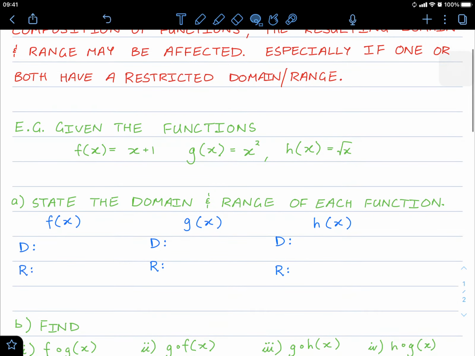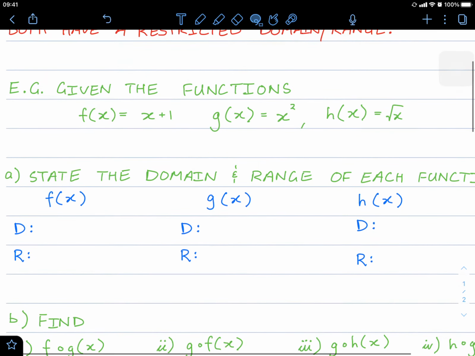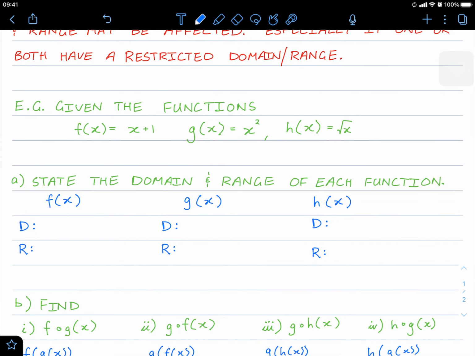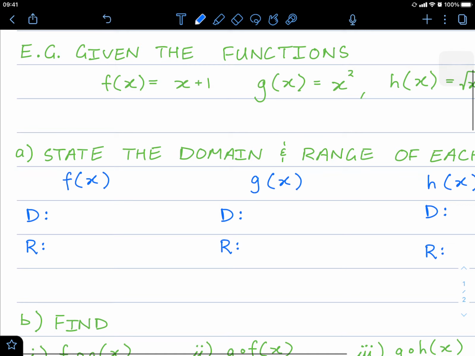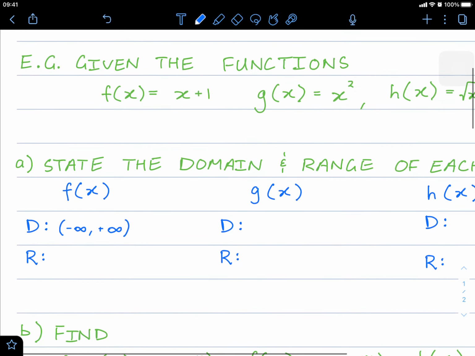Okay. Hopefully you've had a go. So let's answer these now. For the domain of f, well, that's just a linear function. That's nice and simple. Any value of x will give a real value of y. So the domain for a linear function is from negative infinity to positive infinity, or you can say just all real x. Same for the range.